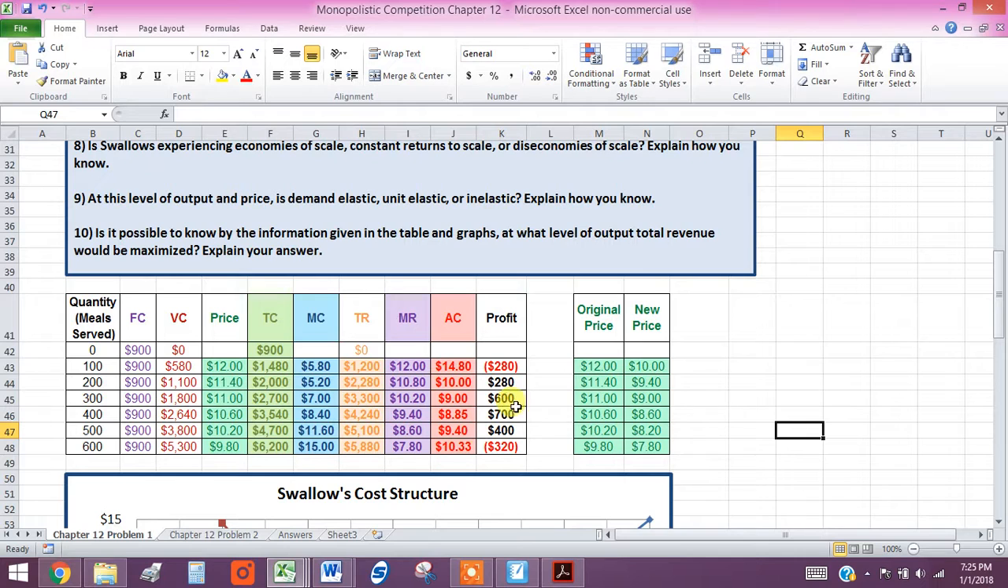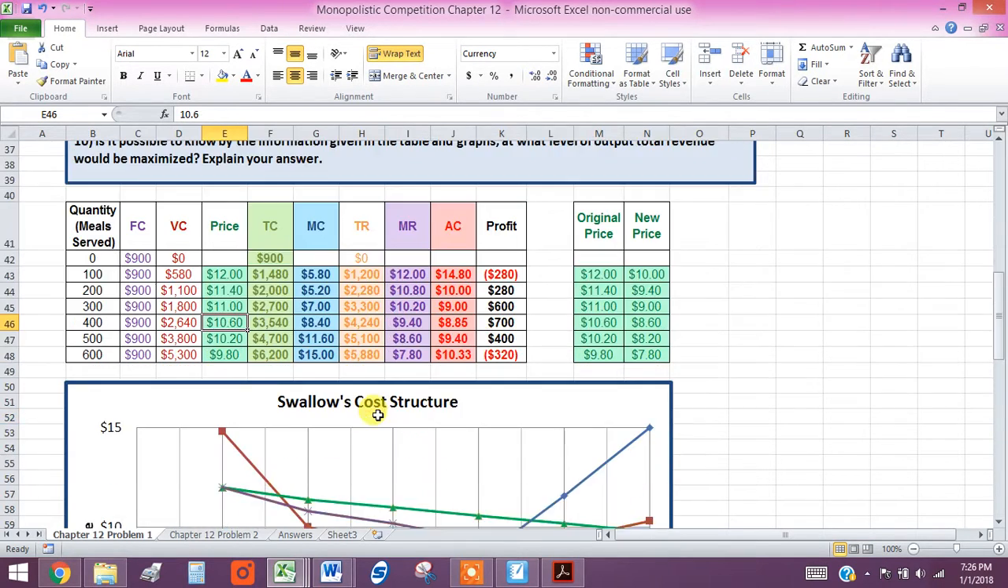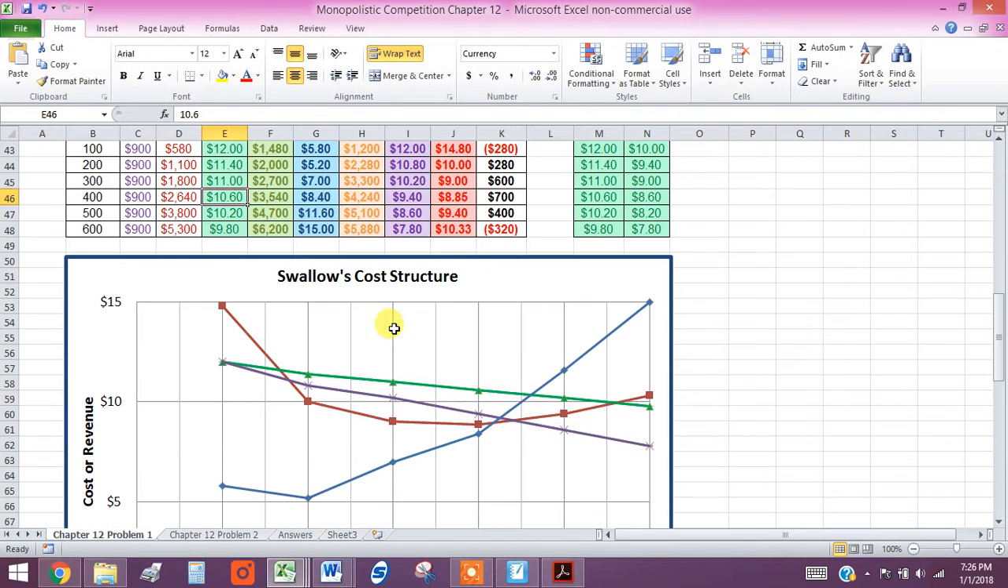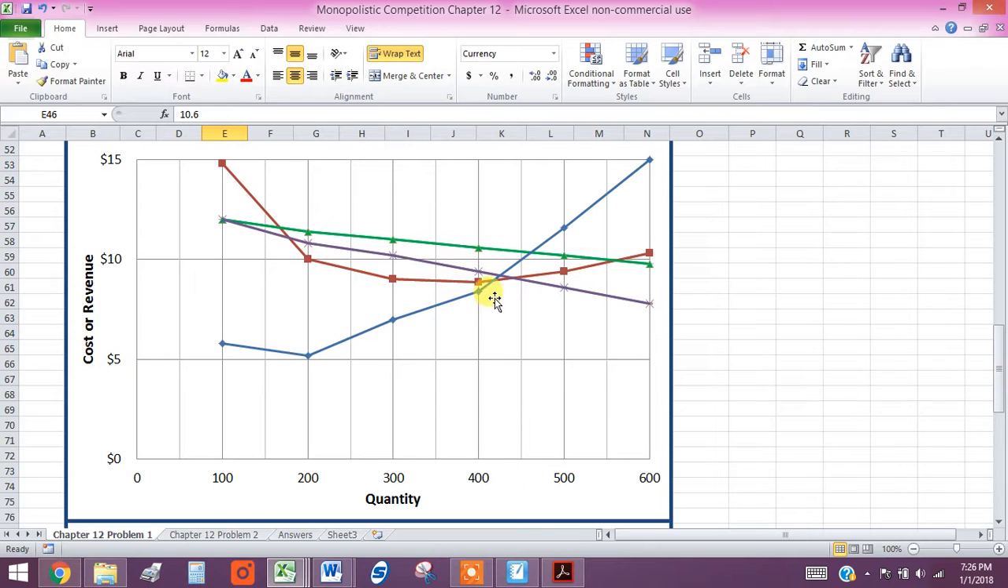So it's very easy to see that they're going to maximize their profit at a quantity of 400 meals served and a price of $10.60 per meal. Now, if you didn't have this table, and this is important because a lot of times you're just going to have the graph, you're going to look at where marginal cost, the blue, intersects marginal revenue, which is above 400 and below 500.